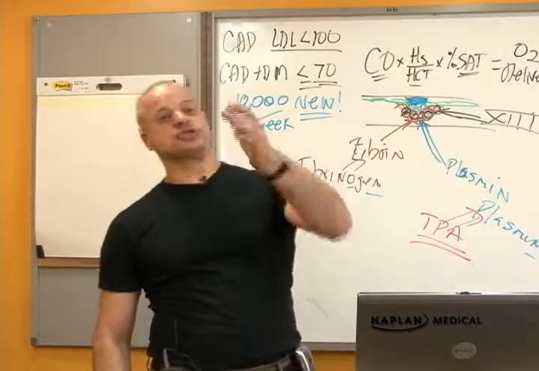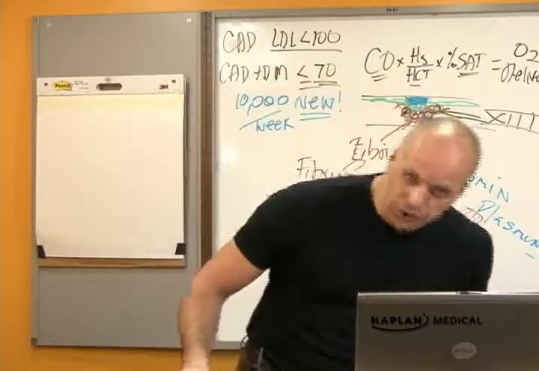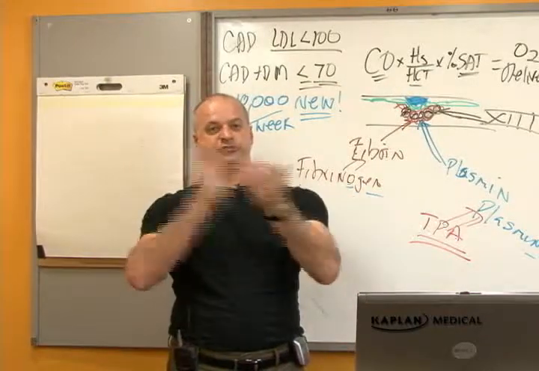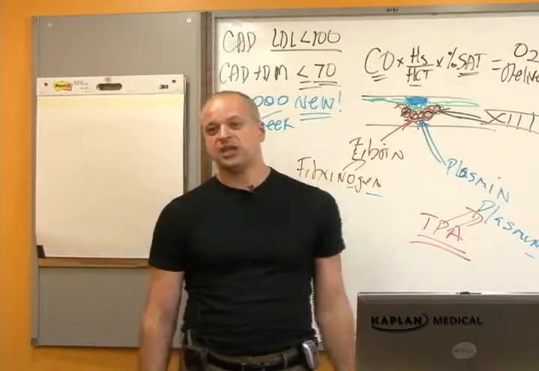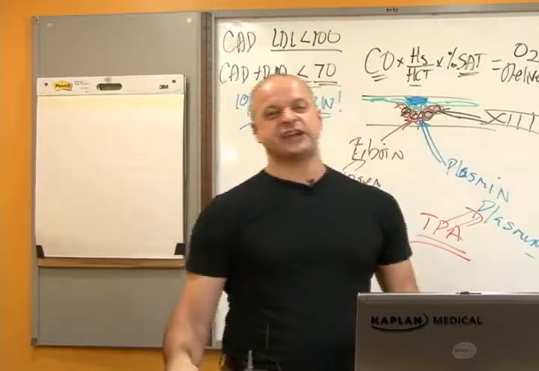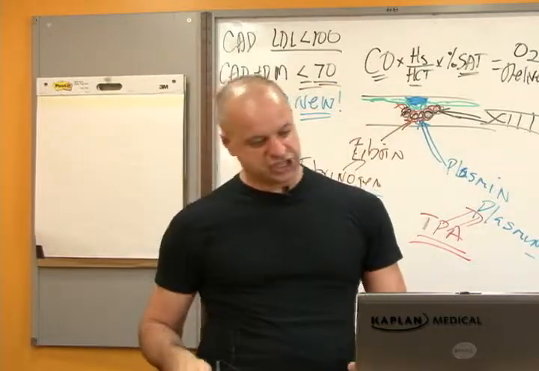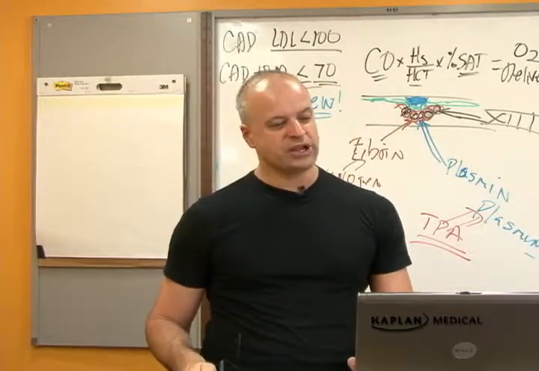A 65-year-old man who's a smoker stops smoking. Which of the following is most likely to improve? HDL. Lifestyle has its greatest effect upon HDL. All right, what else can we do?